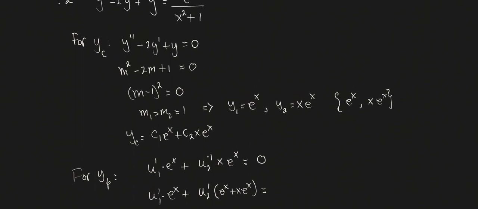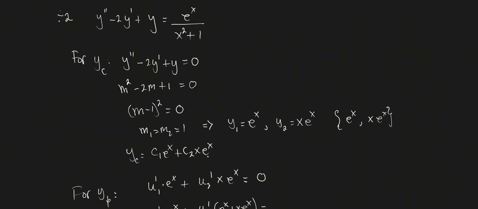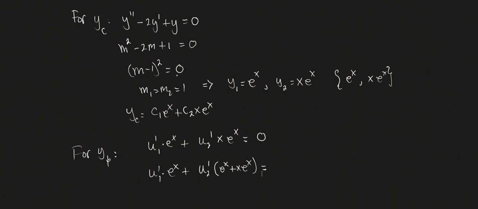f of x is the function on the right-hand side when my differential equation is written with a leading coefficient of 1. So my f of x is this, e to the x over x squared plus 1. So it goes there, right? That's where that function on the right comes into play.